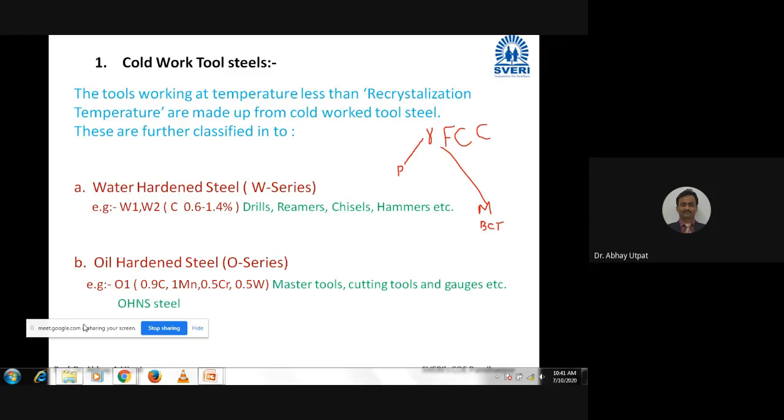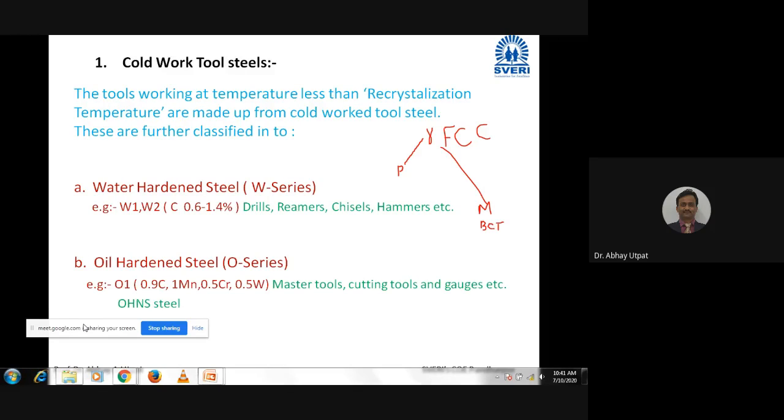So it is used for master tools, cutting tools, gauges, and one more thing, OHNS. OHNS is the industrial name. You can write it somewhere and make a star. This is an oral question and interview question. What is OHNS steel? OHNS is oil hardened non-shrinkage steel. I repeat, the long form of OHNS is oil hardened non-shrinkage steel. So this is oil hardened steel.